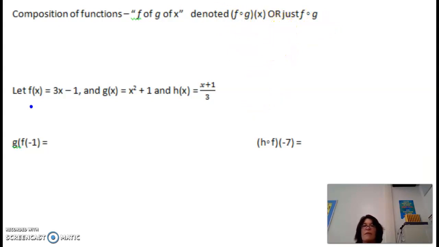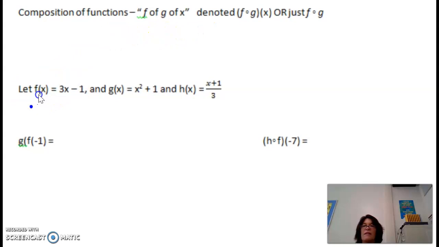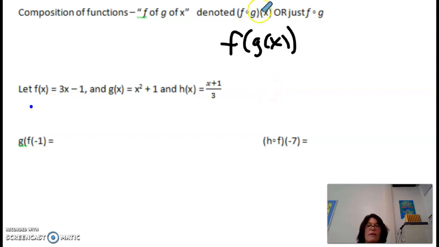So what we're going to do, I'm going to have these be the functions. F of x is 3x minus 1. G of x is x squared plus 1. And h of x is x plus 1 over 3. Okay? And it matters which way we write this. Like I said, this is f of g of x, which I would write this way, f of g of x, so the same way. You either use the circle or you do extra parentheses. So g of f of negative 1.